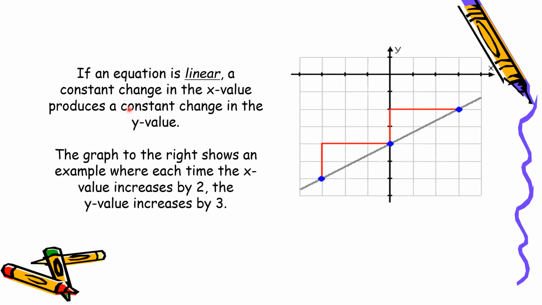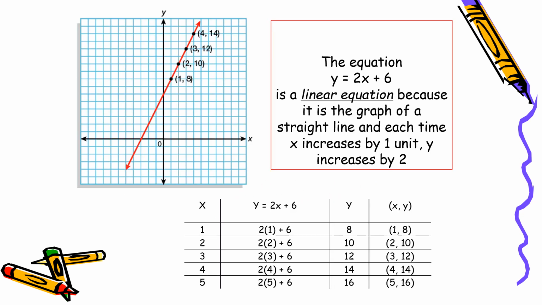If an equation is linear, a constant change in the x value produces a constant change in the y value. So there is a constant change. The graph to the right shows an example where the x value increases by 2 while the y value increases by 3. I think you can see the graph already.